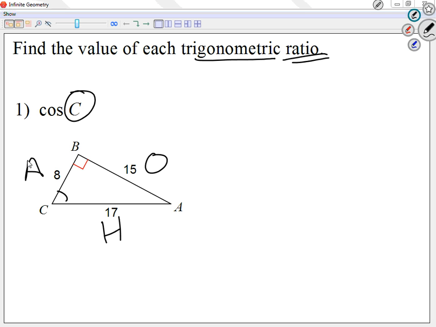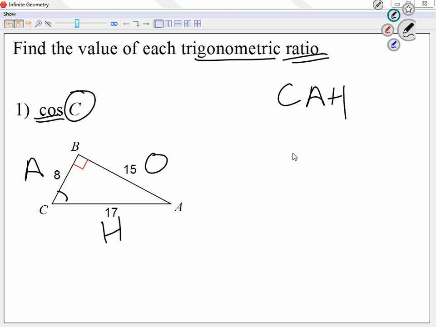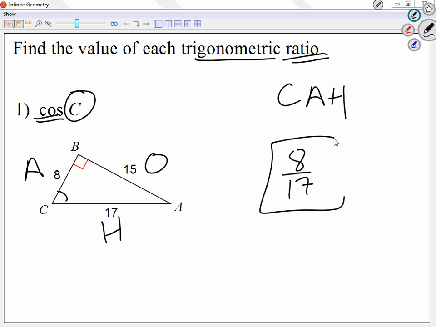If we were looking at it from corner A, opposite and adjacent will change. Like I said, opposite and adjacent depends on where we're looking at from. Then I'm looking at cosine. And I know from SOHCAHTOA, cosine starts with a C, so I'm dealing with CAH. What that stands for is cosine is adjacent over hypotenuse, so 8 over 17. Simplify the fraction if possible. Right? Some fractions you can simplify. This one you cannot. So it's just 8 over 17.